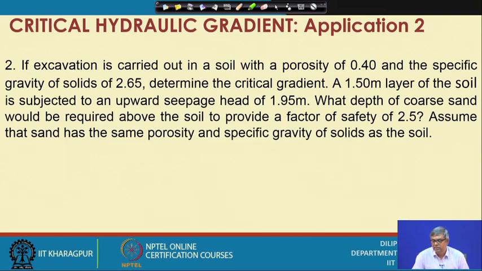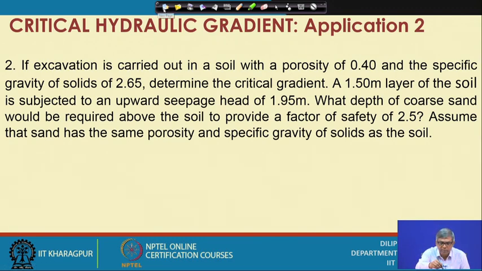The next part: a 1.5 meter layer of the soil is subjected to an upward seepage head of 1.95 meter. What depth of coarse sand would be required above the soil to provide a factor of safety of 2.5? Assume that the sand has the same porosity and specific gravity of solids as the soil. When you do the equilibrium, you need to find the unit weight, so void ratio etc. is required. For the sand, the porosity is given and can be assumed the same. So if you do that, how will we proceed?